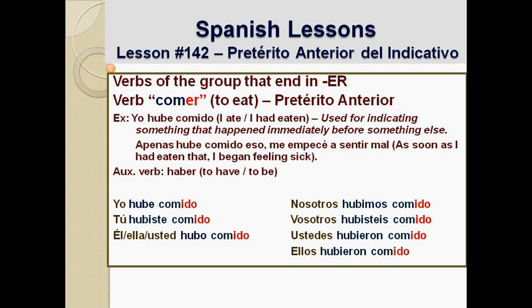Okay? Here you can see how the only verb that is conjugated, that means the only one that changes its conjugation from one person or from one subject pronoun to the other, is the auxiliary verb, okay? The verb haber, hube, hubiste, hubo, right? While the verb that we want to conjugate, in this case the verb comer or to eat, remains the same, okay? Comido, comido, comido.